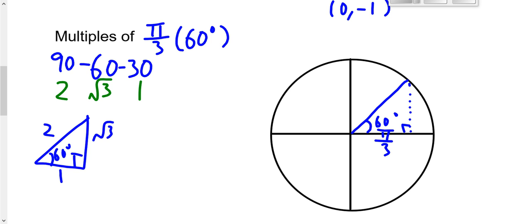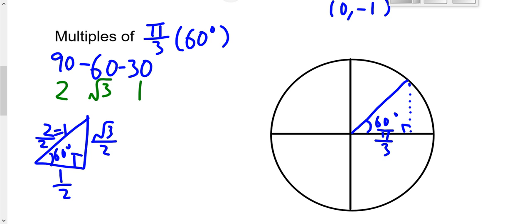Now, you might be wondering why I didn't write down 2, root 3, and 1 here. Because here, it has a length of 1. This is a unit circle. This looks like this, except that this doesn't have a length of 1. So how can you convert that into 1? Of course, divide this by 2 so that you end up with 1. If you divide this side by 2, you divide all the other sides by 2. So that means on a unit circle, the length here would be 1/2.